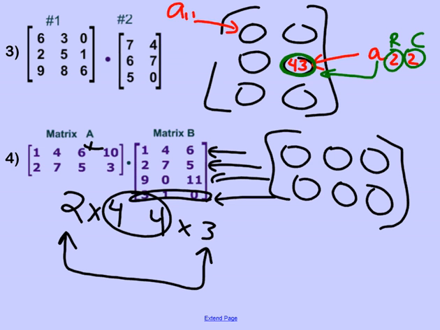Good. Which one should I use from this? I know it's 1, but 1 what? Is it row 1 or column 1 from that? Row 1. Okay. Keep going.